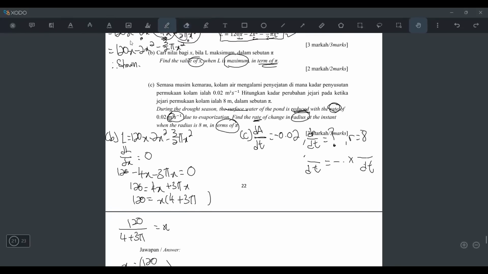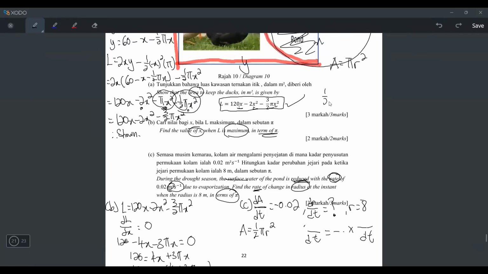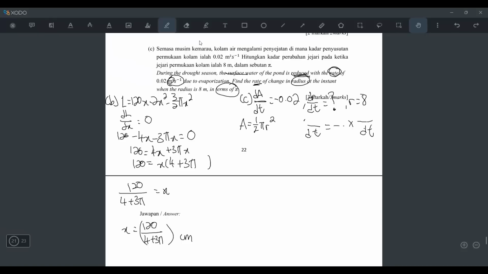So let's write it down. A, which represents surface area of pond, is 1 over 2 pi r square. Actually, you can use the other formula also, which is 1 over 2 r squared theta. But if you use this formula, you have to replace theta with pi, because the angle is only pi, right? And you will get 1/2 pi r square, which is the same as what I wrote here. It's the same. Okay, let's continue here.